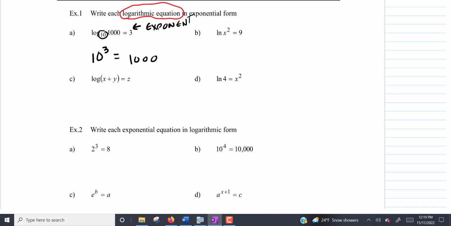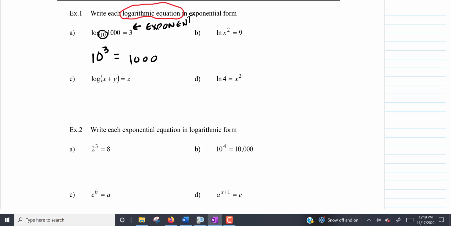I tried to make these problems come out so that they're true. 10 to the third is 1,000. So we would say the logarithm base 10 of 1,000 is 3. It's the exponent. It's what power you raise 10 to get 1,000. That's what it means.